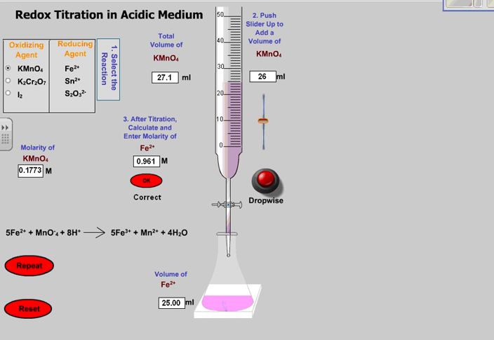We go back to our page. We plug that into the box here, and we find out that we actually did this correctly. So this is something you can do on your own. Just go to the Smartboard page. You can click on this. There are other reactions that you can do. You can use one with potassium dichromate and tin, and one with iodine and thiosulfate. So different reactions, different types of calculations, but they'd be good practice.